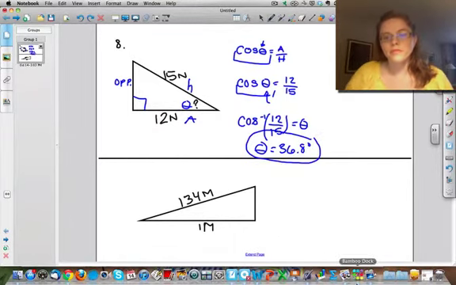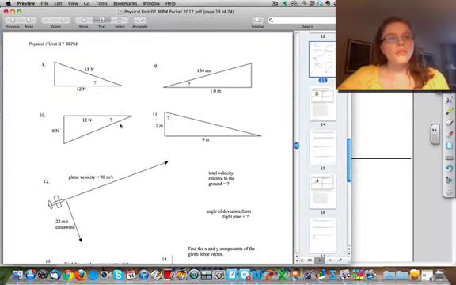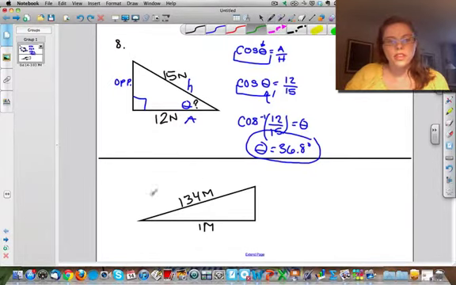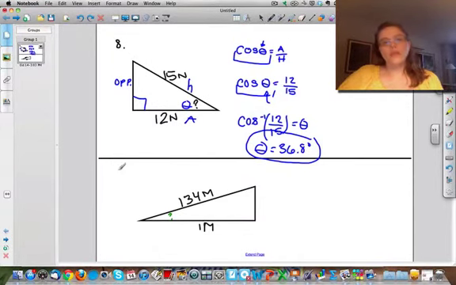Alright. So let's go down to problem 10. Problem 10, we were looking for that angle right there. Oh, I copied problem 9. Okay, we'll do problem 9. Problem 9, we are looking for this angle. Now, take a look at problem number 9. The hypotenuse right here is 134 meters, and this side is labeled as 1 meter.